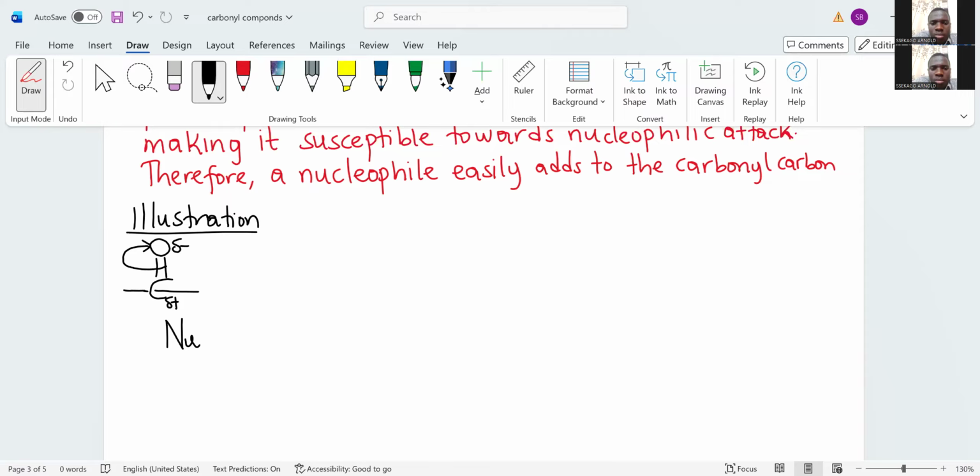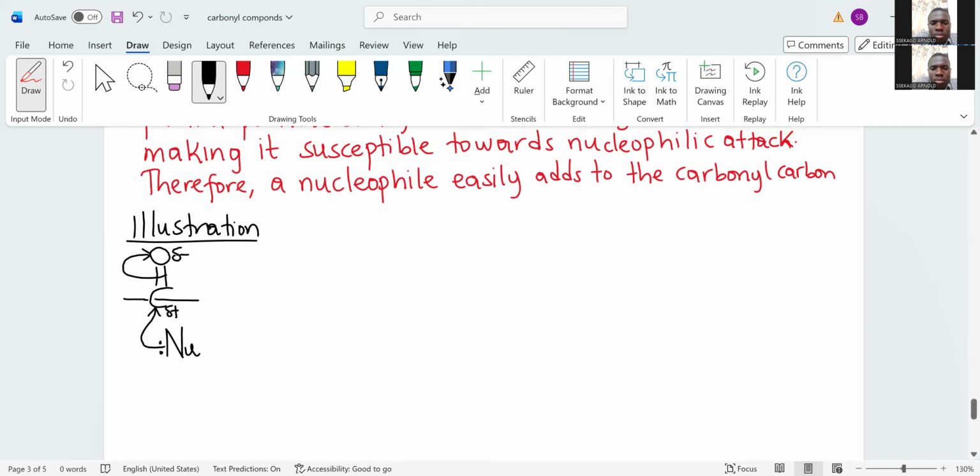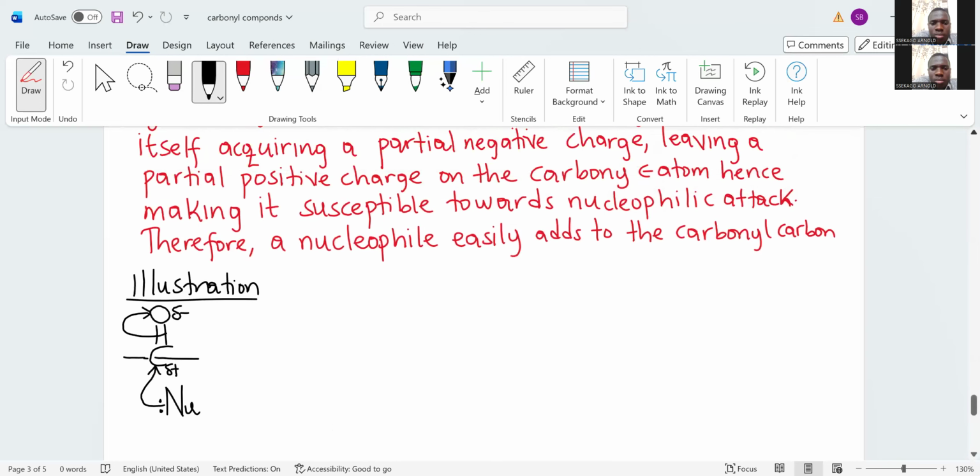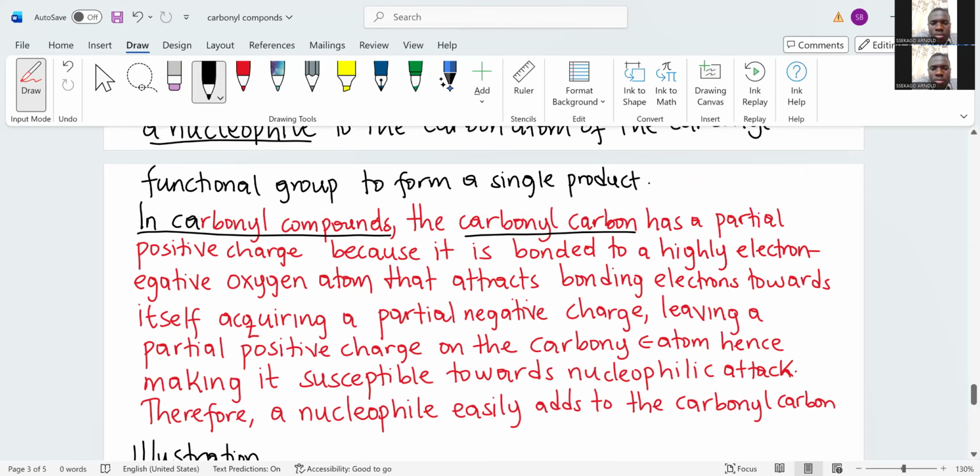Therefore, oxygen attracts them, and that implies that it will acquire a partial negative charge, leaving a partial positive charge on the carbonyl carbon, meaning that this carbonyl carbon is now electron deficient. It is electron deficient, it needs electrons, and this nucleophile is electron rich. Therefore, it can donate to the carbon atom. So what have we said here? We have said that the carbonyl carbon has a partial positive charge. I am saying that the carbonyl carbon is electron deficient in simple terms.